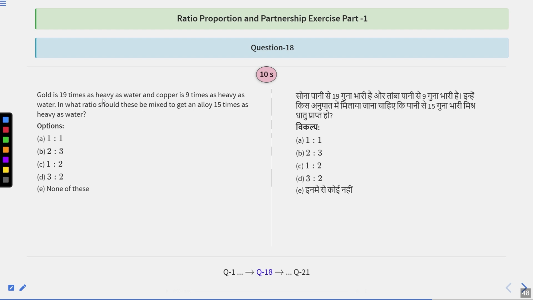Gold is 19 times as heavy as water and copper is 9 times as heavy as water. In what ratio should these be mixed to get an alloy 15 times as heavy as water? You have 5 options and 10 seconds to analyze the question. Your time starts now.